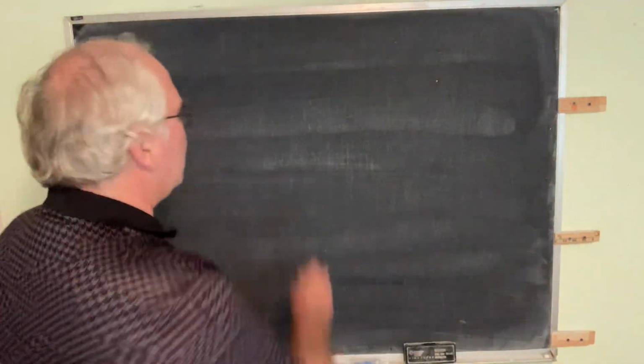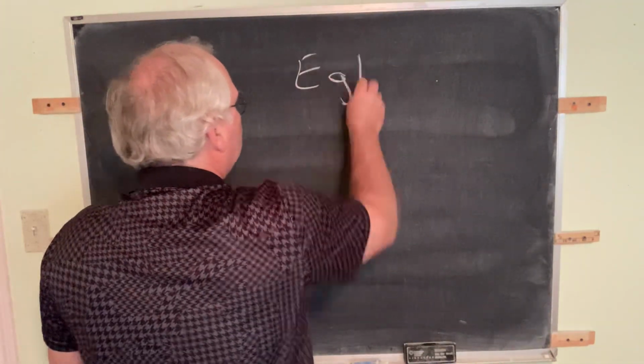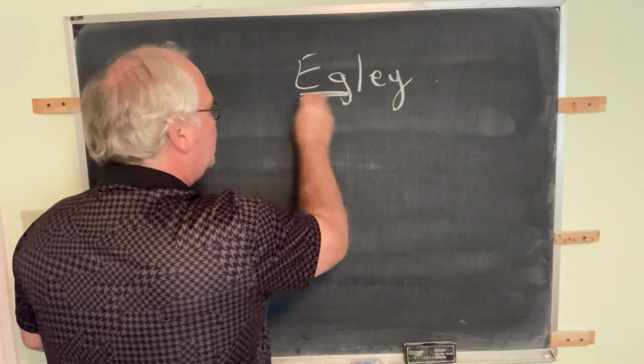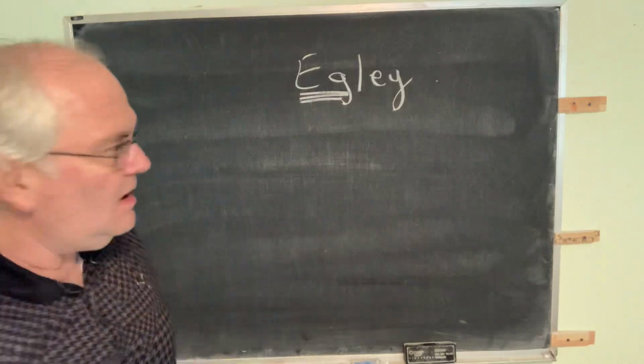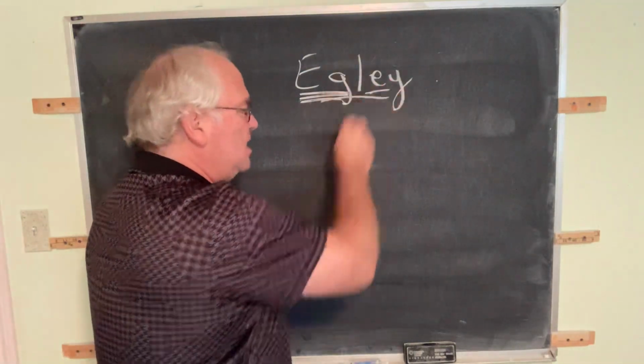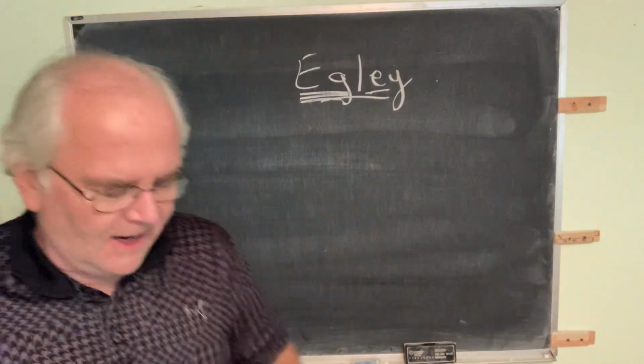And so, Eggless is pronounced egg, as in chicken, and Lee, as in Lee. So Eggless. It's not Eagly or something, Eggless.